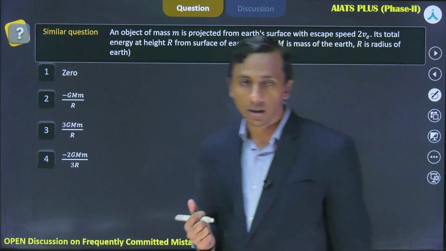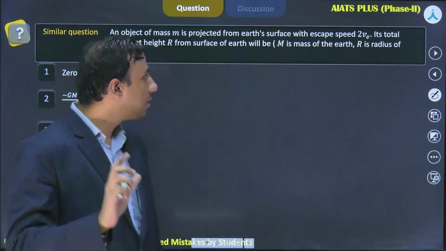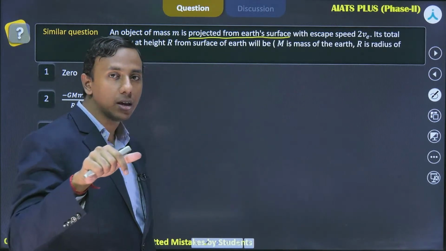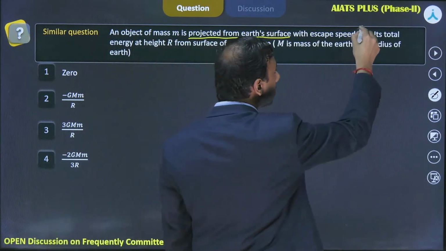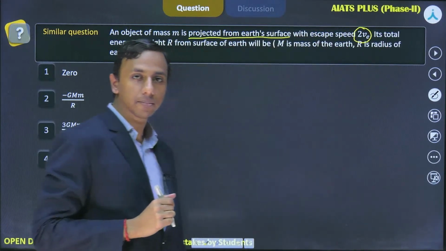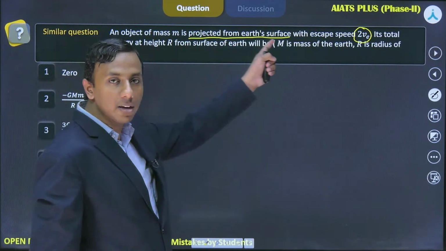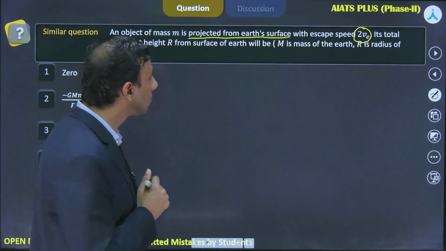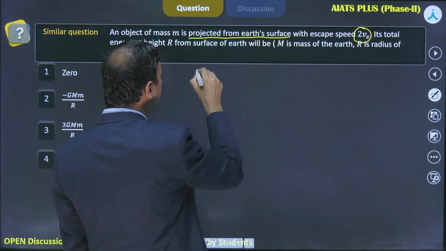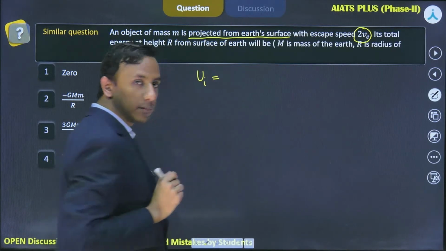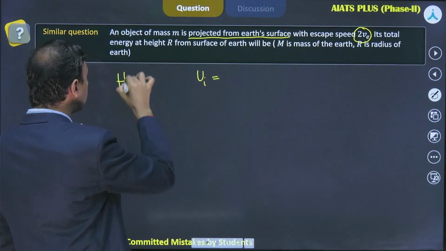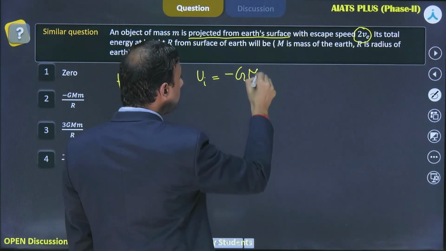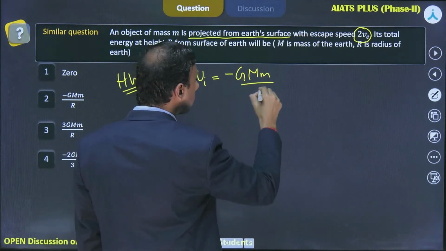You can see this question, but here is a small difference: I am projecting again from Earth's surface, but not with VE. With what speed? 2 VE. Okay, but again from Earth's surface only. That means the initial potential energy will be the same as the previous one. So let's say the initial potential energy here, this also I am giving as homework, will be minus GMm by capital R.